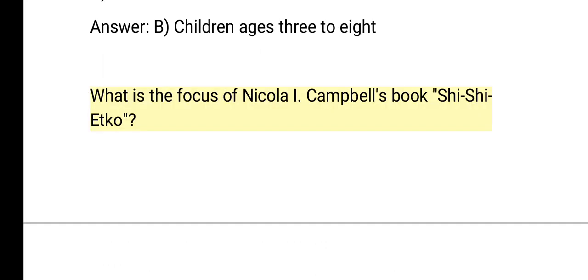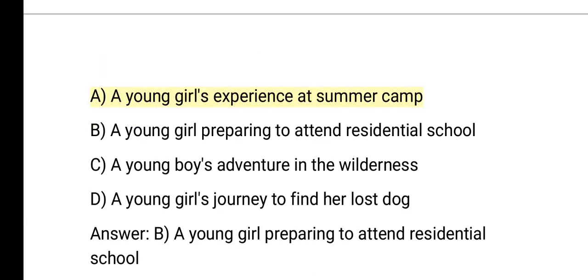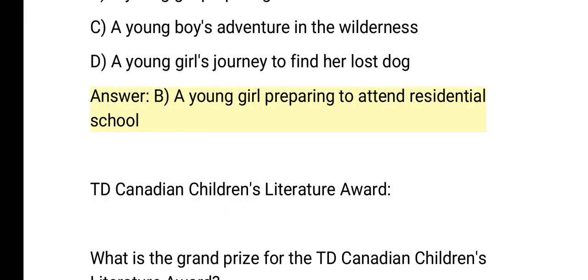What is the focus of Nicola I. Campbell's book, Shi-shi-etko? A. A young girl's experience at summer camp. B. A young girl preparing to attend residential school. C. A young boy's adventure in the wilderness. D. A young girl's journey to find her lost dog. Answer: B. A young girl preparing to attend residential school.